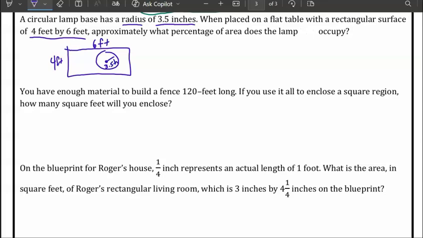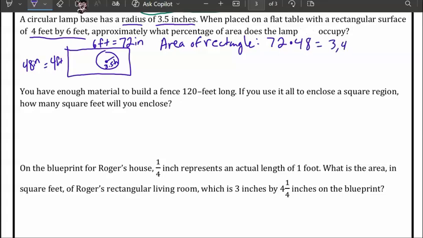First of all, let's convert these feet to inches. 6 feet is the same thing as 6 times 12 inches, which is 72 inches. 4 feet is the same thing as 48 inches. Let's find the area of the rectangle. 72 times 48 is 3,456 square inches.